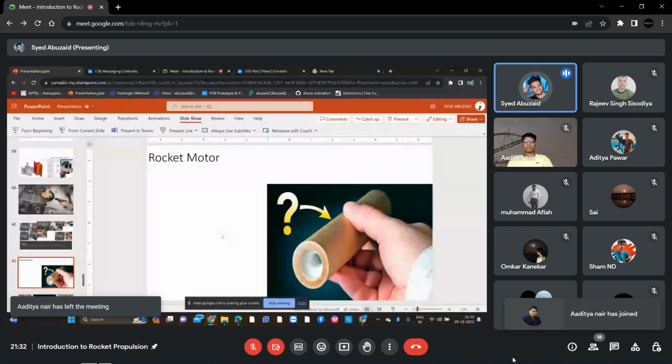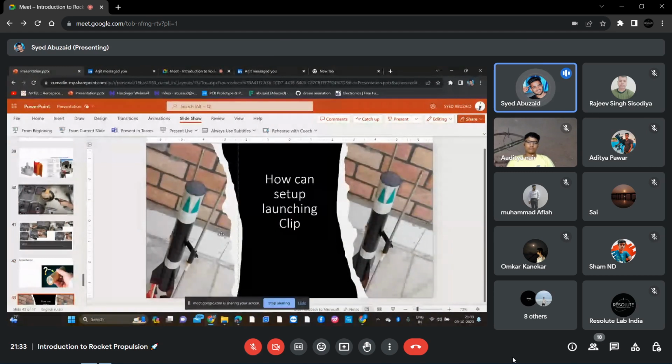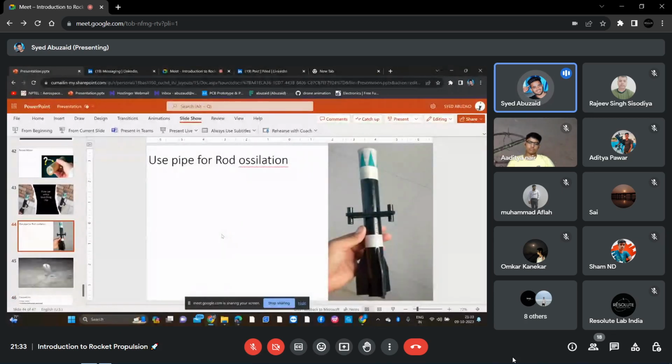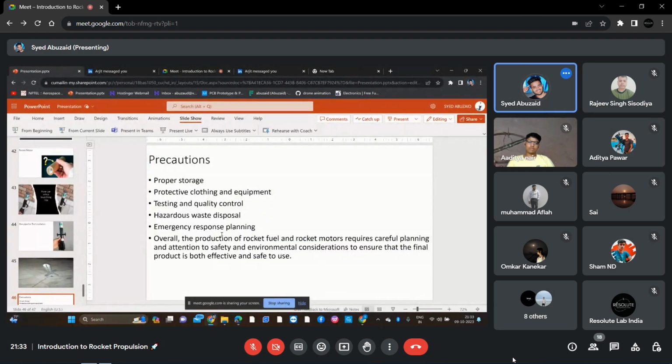After that, you can see how the solid motors look. I made this in my college life. This is a small piece of rocketry. For the competition, I'm telling you the precautions. Proper storage: the room and the lab must be away from people, away from the crowd, and away from the children also.